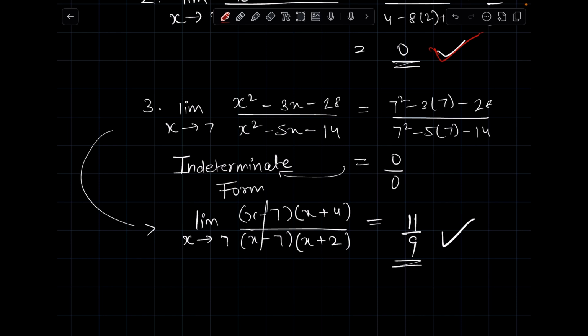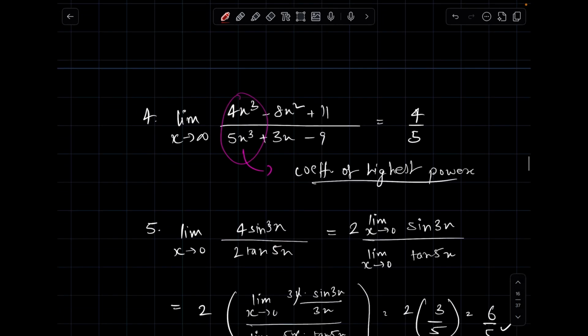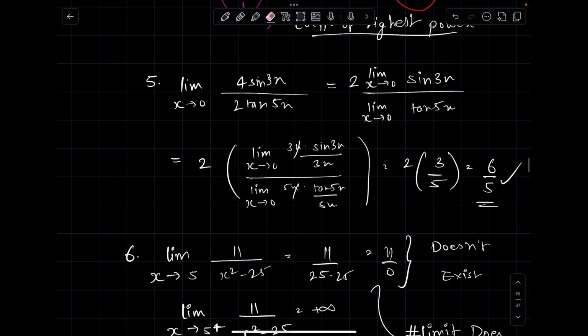get 11 by 9. In the fourth question, we are given a limit as x tends to infinity, and here the coefficients of the highest powers are 4 and 5. So you can divide both f of x and g of x by x cubed and solve it the long way. I've written the answer directly, which is 4 upon 5. Next, we have a trigonometric limit, and if you couldn't answer this question, then it is important to focus on this one a bit.